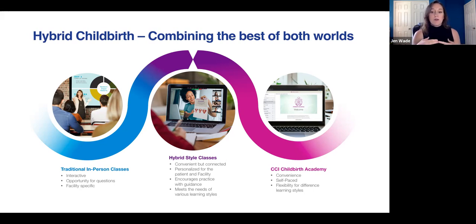So you get all of the education, which CCI has done for you. So you get to really spend your time personalizing it and meeting the needs of your patients or your clients, so that it's really great instruction, but personalized. And that's the best of both worlds.